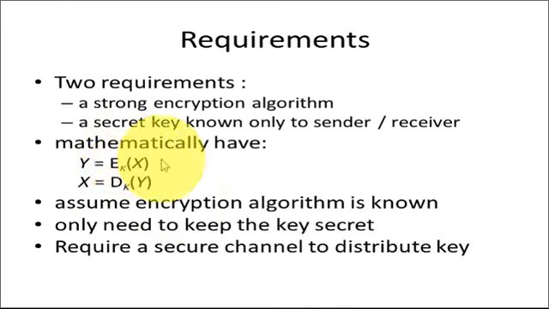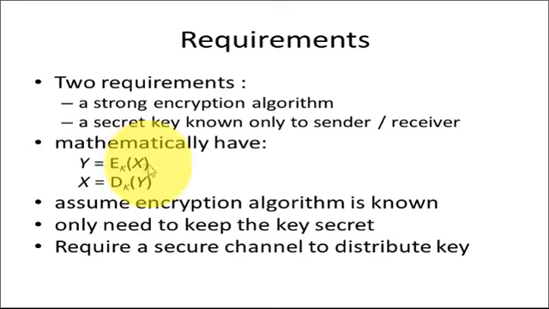If we consider it mathematically, assume X is the plain text. We are encrypting the plain text using any one of the encryption algorithms, using the key K. Here K is the common key or private key. Encrypting the plain text using the key, we get the ciphertext Y. On the receiver side, we receive the ciphertext Y, decrypt Y using the same key, and get the plain text.